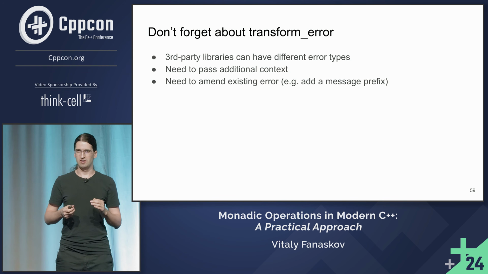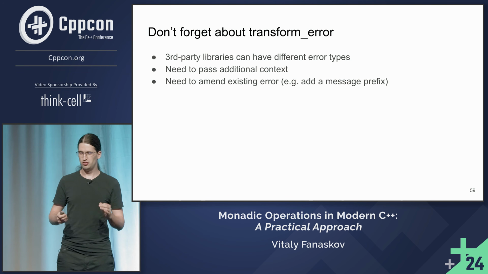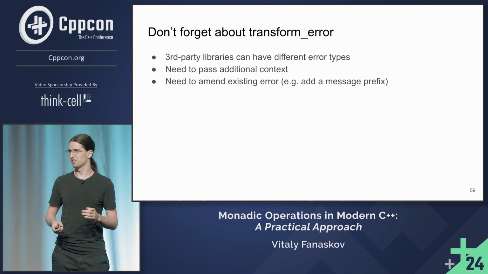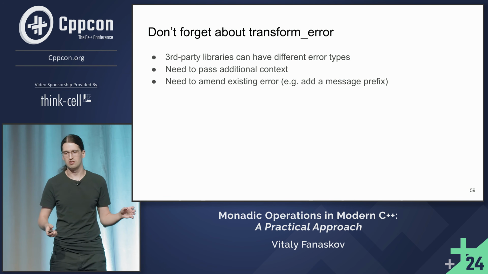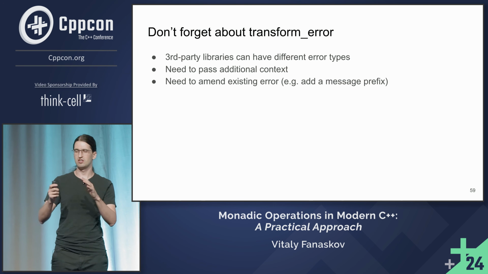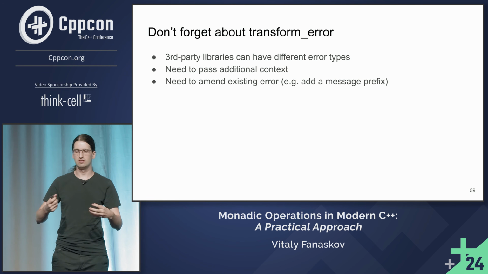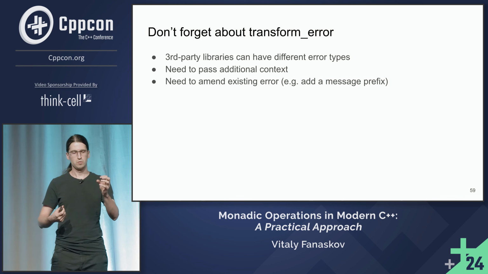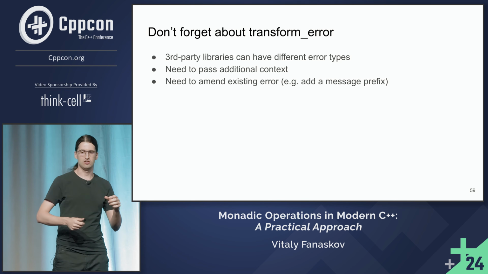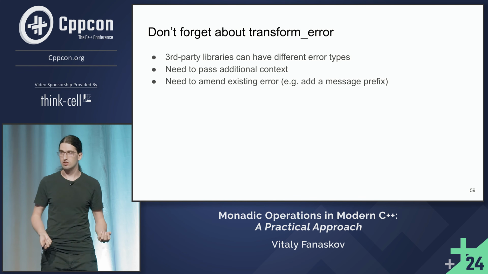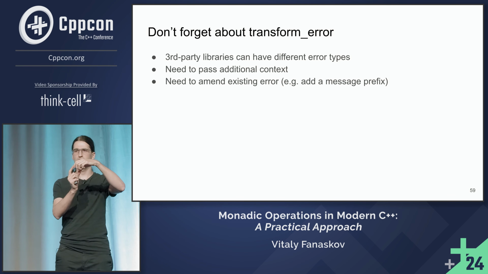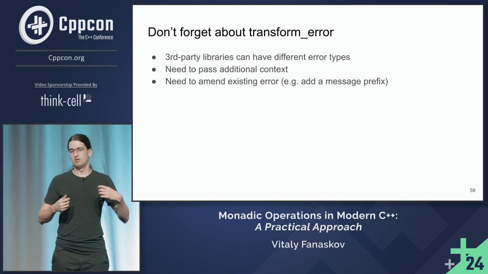Another thing I promised to remind: do not forget about the transform error function. That's super useful. You usually have many third-party libraries. You have your own different libraries with different kinds of errors. You don't want perhaps to have too much overhead, but you want to transform errors between this stuff. You might need to just take the second part of unexpected, transform the error to another, then pass it. You might need to pass additional context, even in scope of the same translation unit.